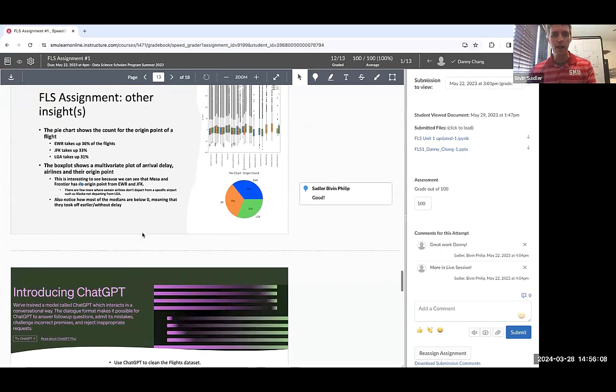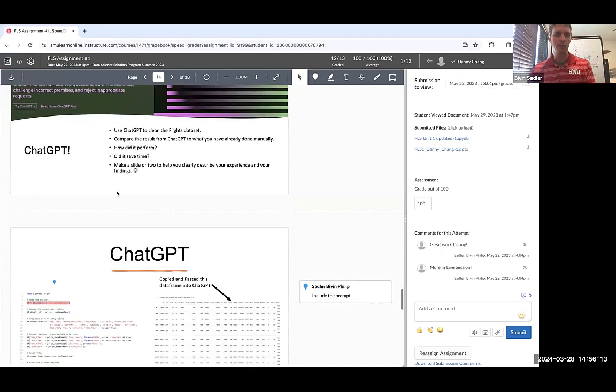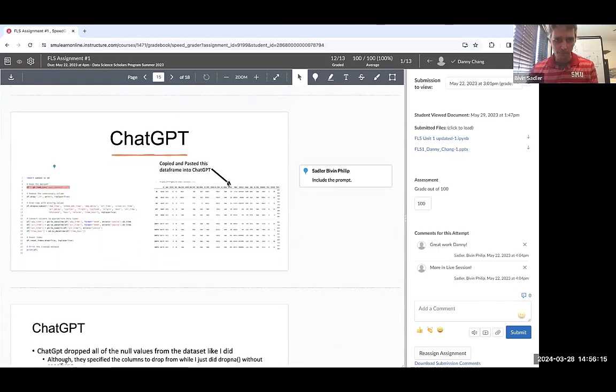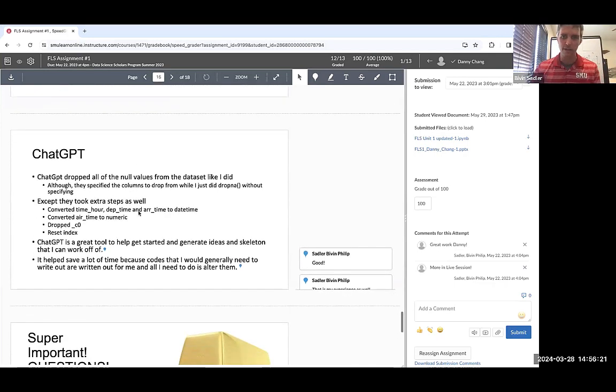But after all of that, so he's done all of this cleaning. Now he comes to the ChatGPT part. I say include the prompt so we kind of know where we're going. But he comes up with this analysis at the end. Says ChatGPT dropped all the null values. That's interesting because that's making a huge assumption. That's another example where maybe we need a human in the loop to decide if they're missing at random or missing completely at random or not missing at random. If you're familiar with those reasons for missingness, it's very, very important.